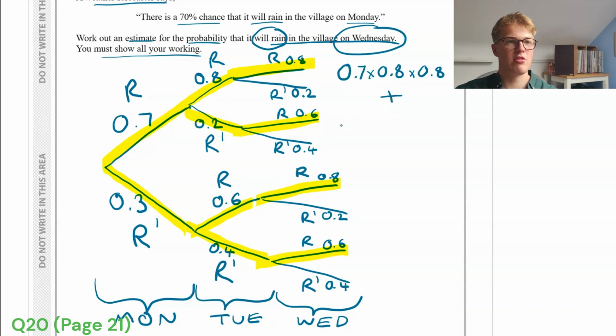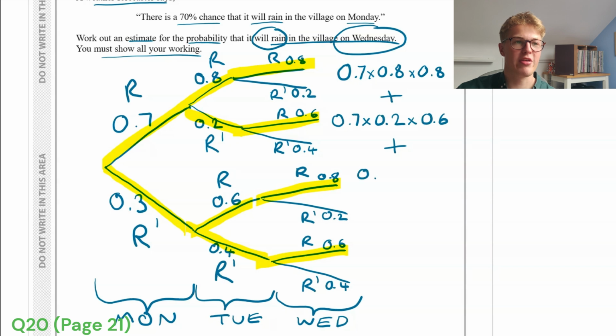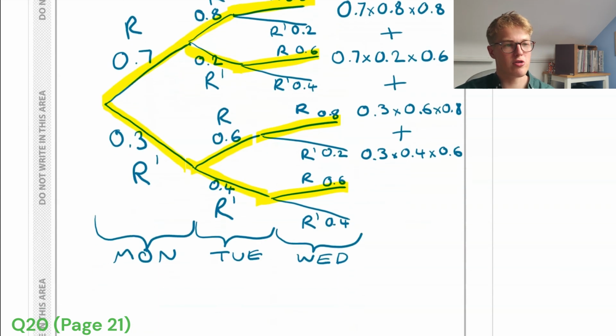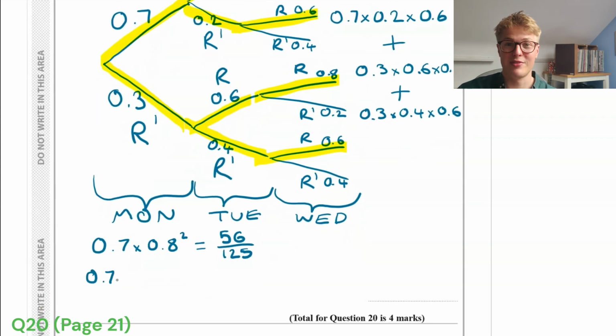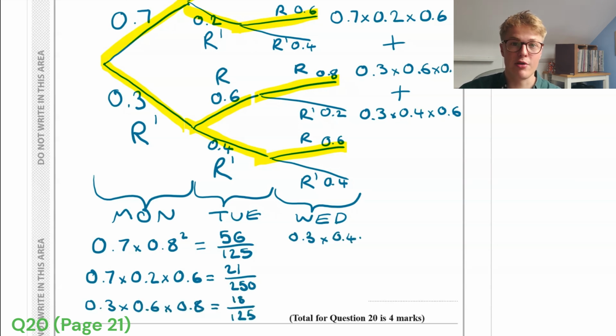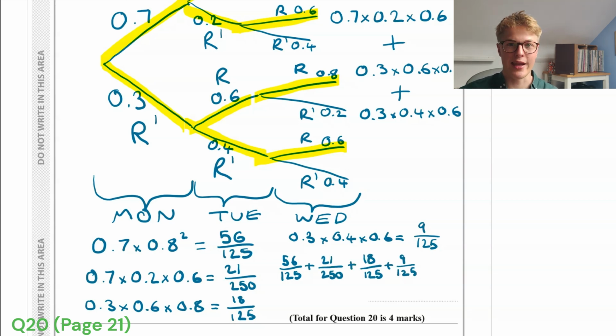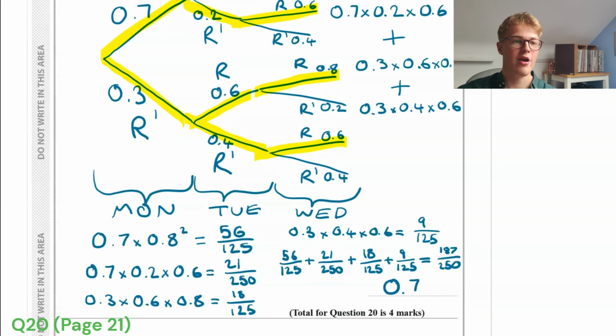We end up with 0.7 times 0.8 times 0.8, 0.7 times 0.2 times 0.6, 0.3 times 0.6 times 0.8, and 0.3 times 0.4 times 0.6. We write all of these as fractions, and we end up with 56 over 125 for the first one, 21 over 250 for the second one, 18 over 125 for the third one, and 9 over 125 for the fourth one. We then add all of these together because we need to know the total probability of it raining on Wednesday, and we end up with 187 over 250 as our answer, which is 0.748 as our final answer.